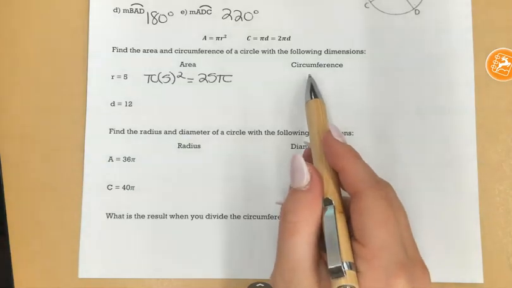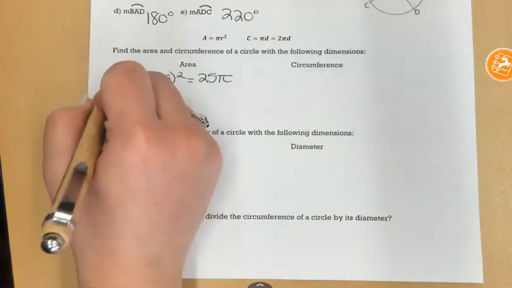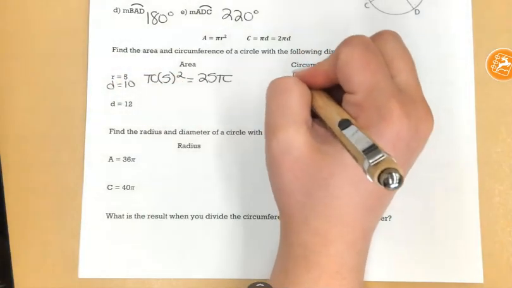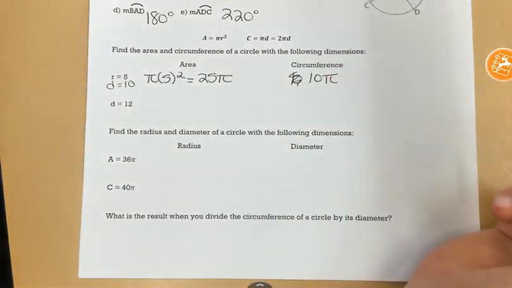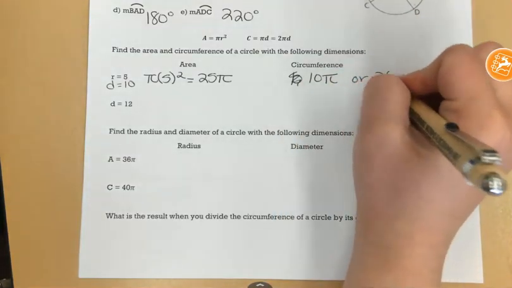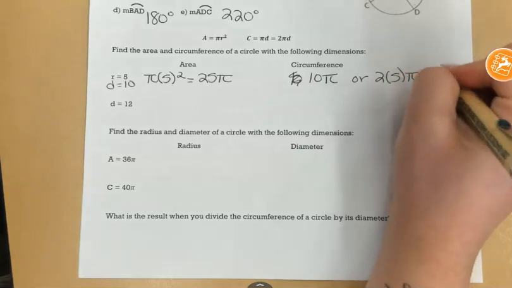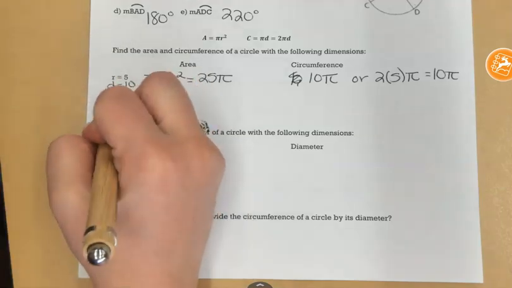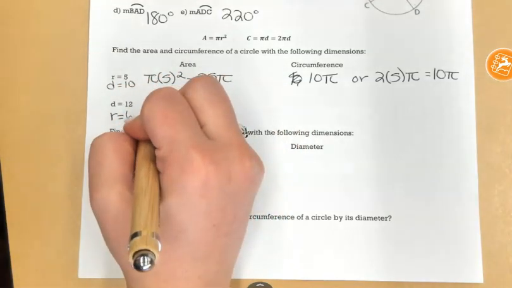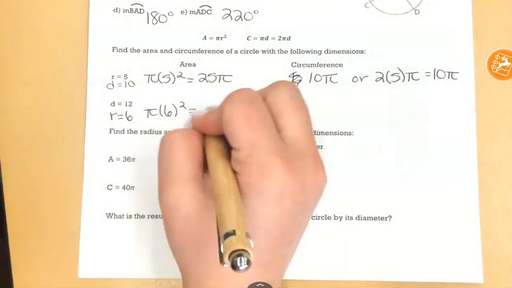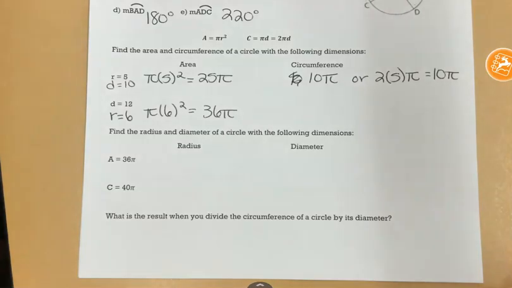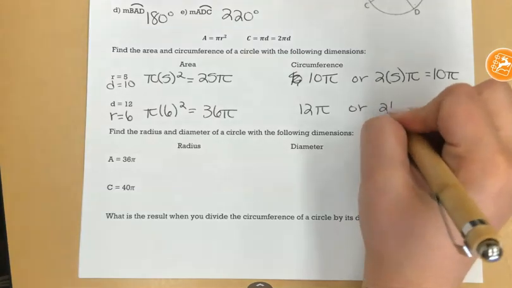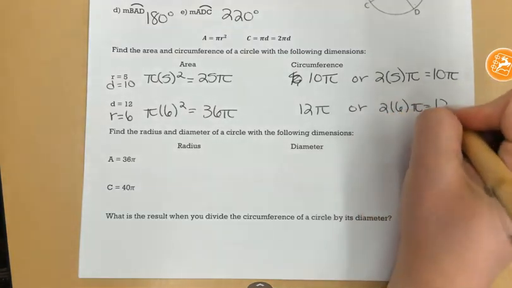Then to find the circumference, first I could say, okay, I know this diameter is going to be 10. So I could say my circumference is going to be the diameter times pi, so 10 pi, or 2 times my radius, pi, which will still give me 10 pi. On the next one, my diameter is 12, which means my radius is 6. So to find my area, that's going to be pi times 6 squared, which is 36 pi. And my circumference, again, I could just use my diameter and know that it's 12 pi, or 2 times my radius, pi, will still give me 12 pi.